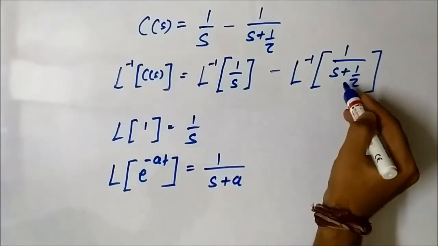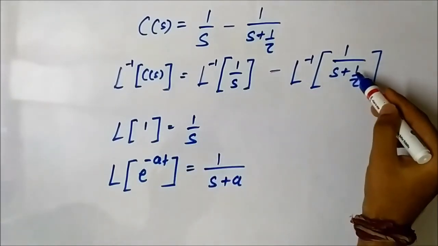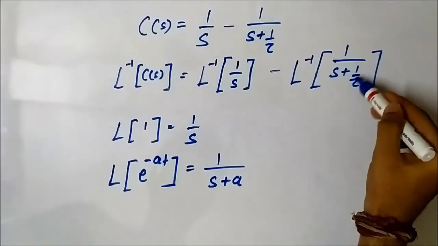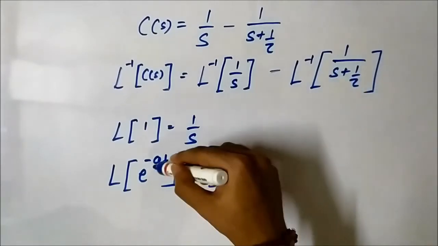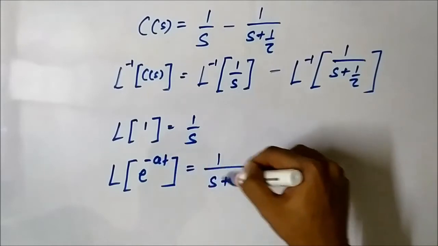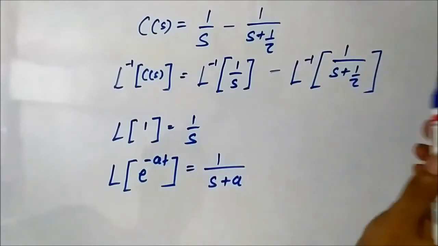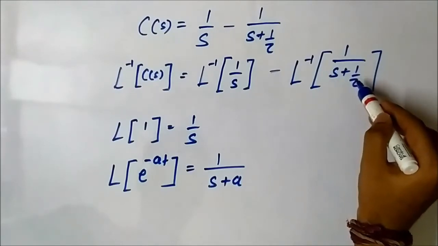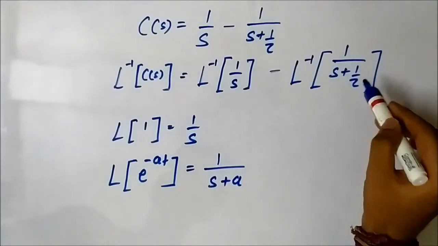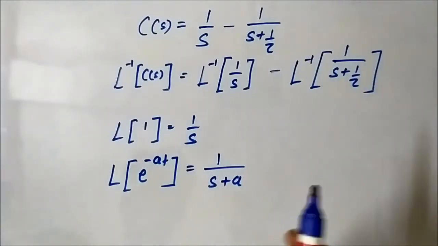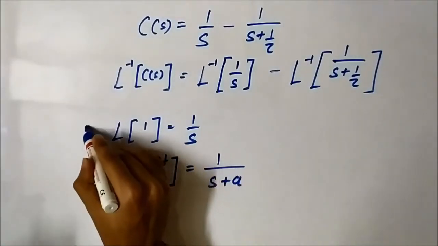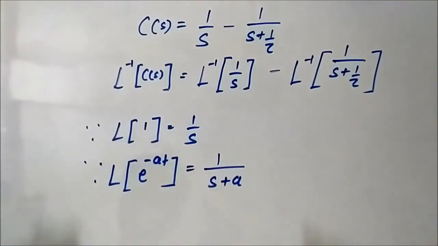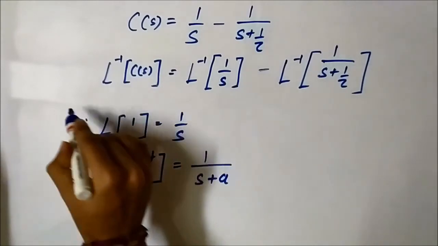So here you pay attention, if we substitute a with 1 by tau, then the Laplace inverse of 1 by S plus 1 by tau will be e to the power minus t by tau. Okay, so these are the formulas that we are using.